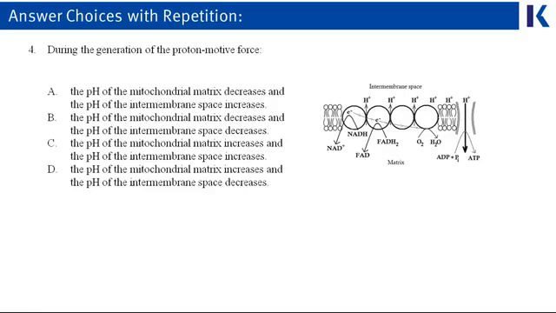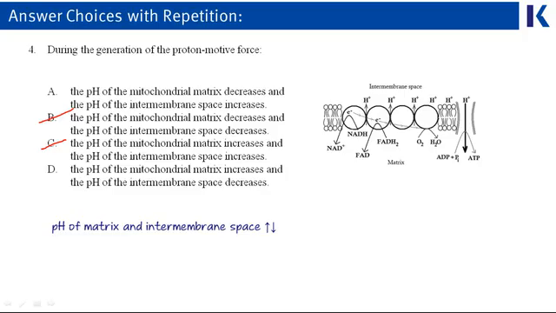pH of one is going to increase and the pH of the other is going to decrease. Using that relationship, we can eliminate a couple answer choices that say that they both increase or decrease. And this is where knowledge of the anatomy of a mitochondria comes into play. The protons are in fact pumped from the matrix into the intermembrane space, thereby creating an electrochemical gradient, which is then harnessed by ATP synthase to phosphorylate ADP into ATP.